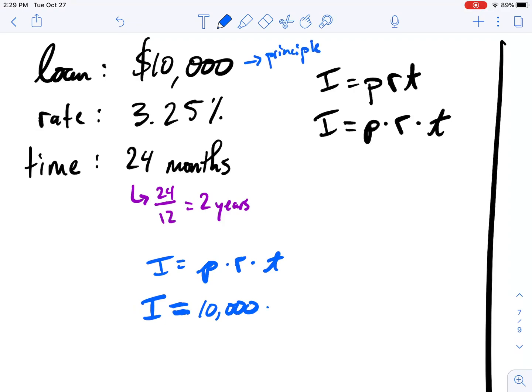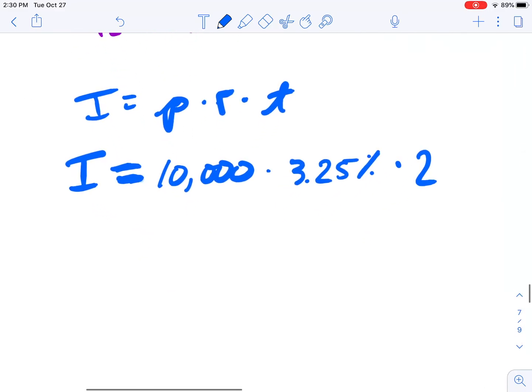And then the rate is obviously the rate, 3.25%. Don't forget the percentage, okay? Times the time. And we can do this in months or in years. Oftentimes they'll tell you the months, but they actually want it per year, okay? So we're going to do times 2.